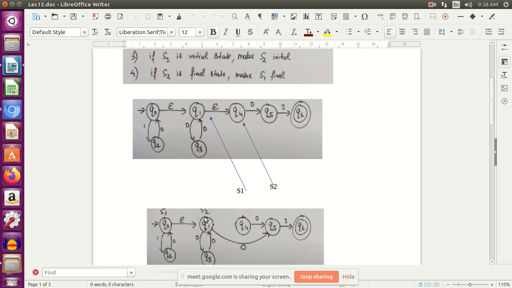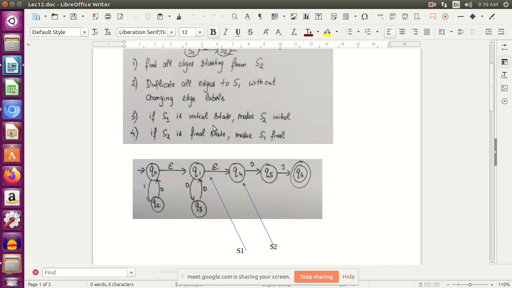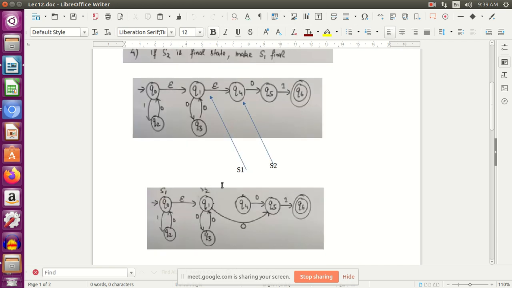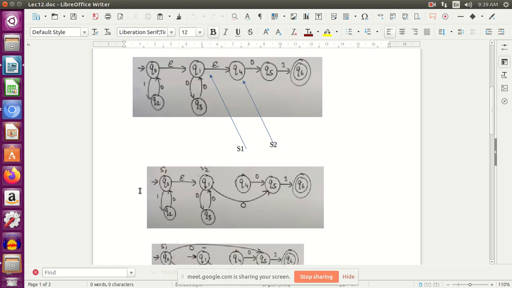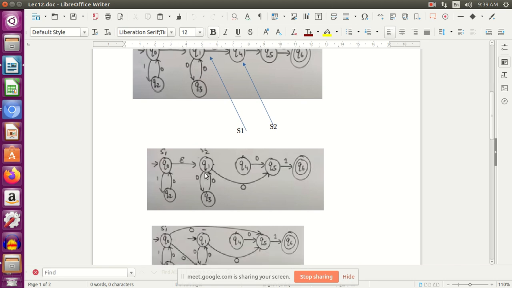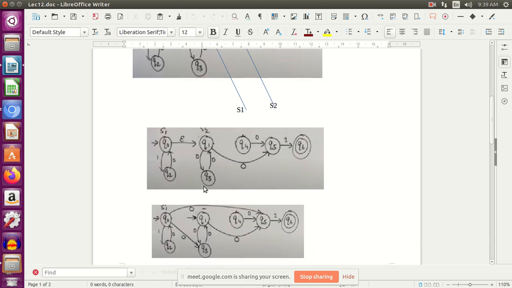Now we are not yet finished. We have to remove this epsilon move as well, right? Because we had two epsilon moves. Same process, just check all the edges starting from S2 over here. Which is S2? This one is S2. Obviously this one is S1 and this one is S2. So what are the edges going out of S2? This is the edge going out of S2. Not only this one and this one, you have two edges going out of S2. So you need to replicate the same from S1.